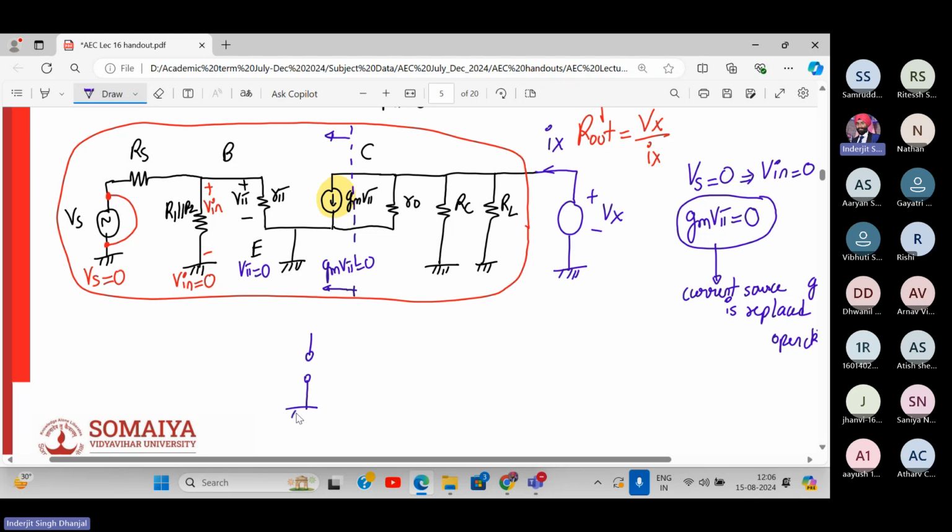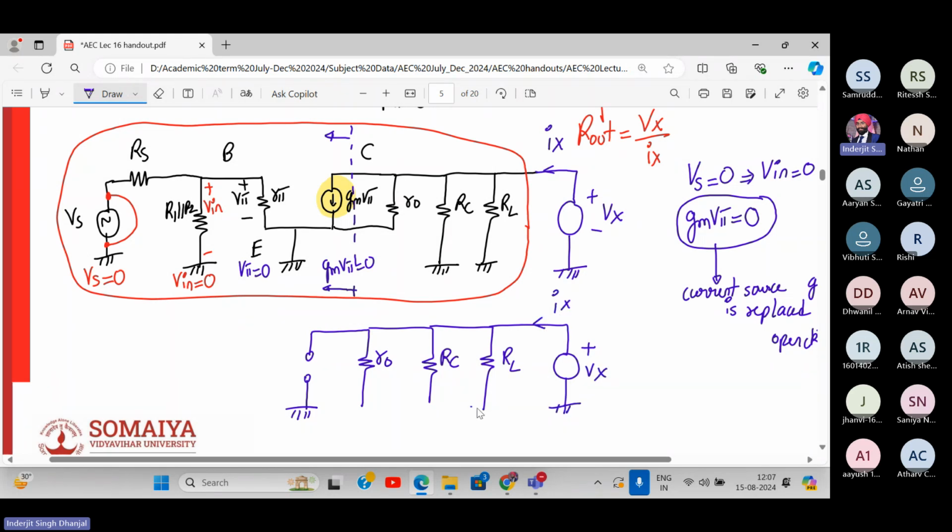Let me draw it and show it to you. This is my current source. So on the left-hand side, everything goes. We have RO, we have RC, RL, and then we have a test source Vx and Ix. So this is my circuit now. Do you agree why this is 0? Because Vpi is 0. Why Vpi is 0? Because Vin is 0. Why Vin is 0? Because Vs is 0. Agree to it?